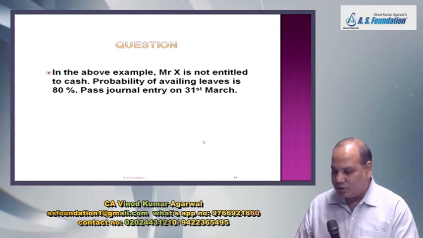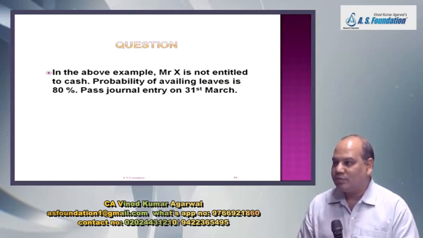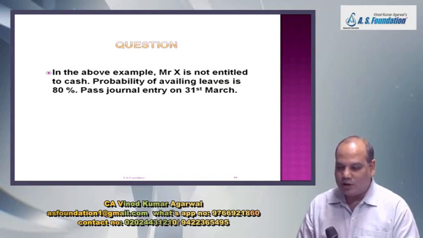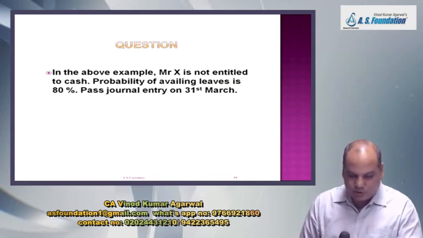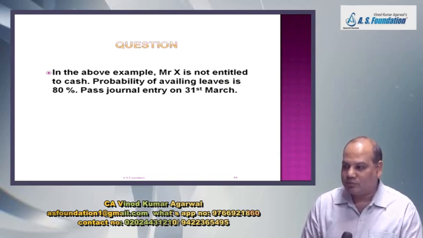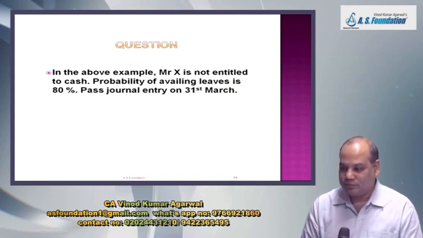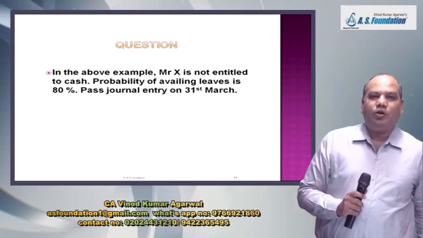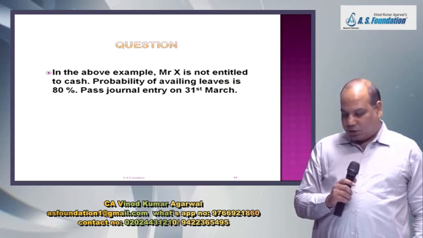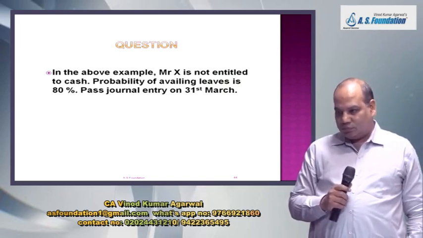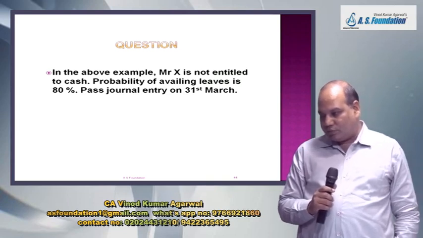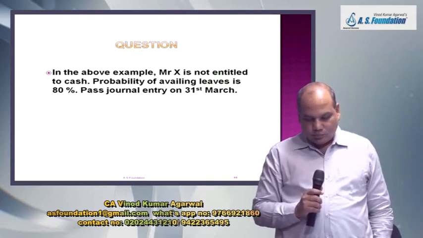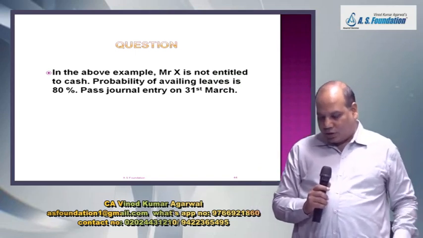Now we'll come to next paragraph. One more question, write down. Just 2-line question, 1-line answer, right? In the above example, Mr. X is not entitled to cash. Probability of availing leave is 80%. Pass journal entry on 31st March.